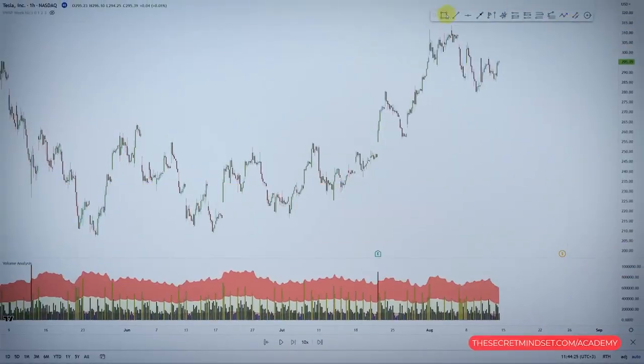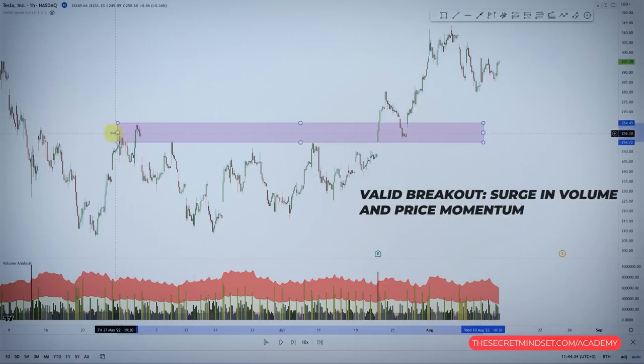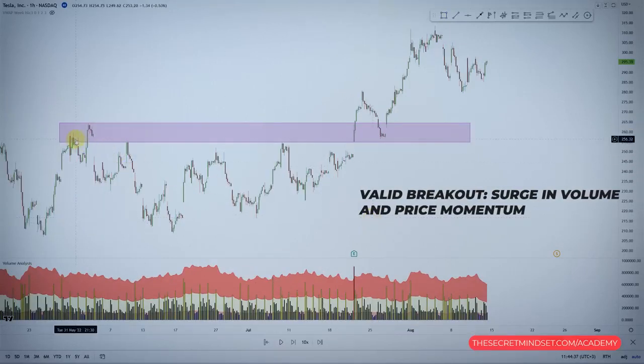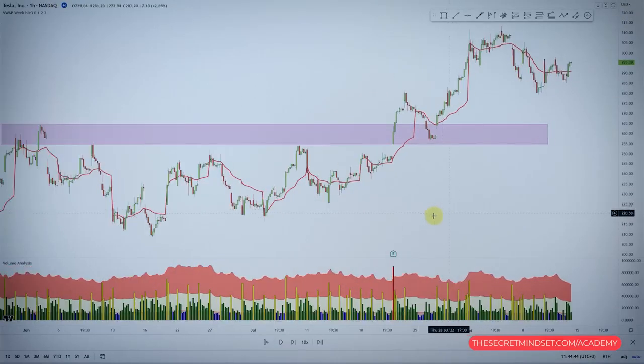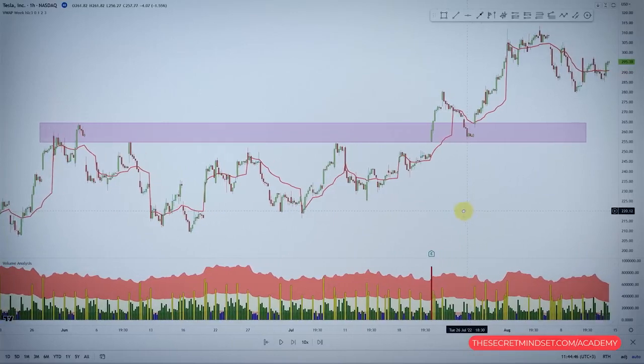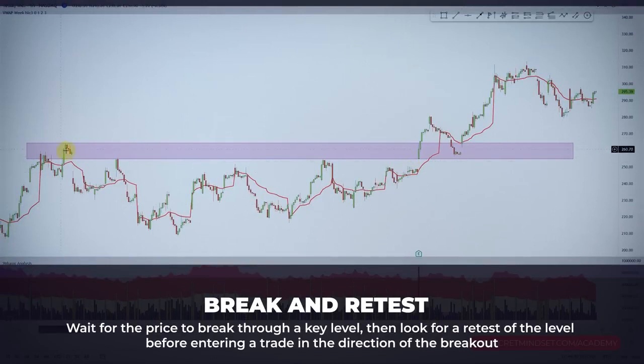On the other hand, a valid breakout occurs when the price breaks through a key level and continues to move in the same direction. To identify a valid breakout, look for a significant surge in volume and price momentum, as well as confirmation from the same indicators. One popular strategy for trading breakouts is the break and retest technique. This involves waiting for the price to break through a key level, then waiting for a retest of the level before entering a trade in the direction of the breakout.